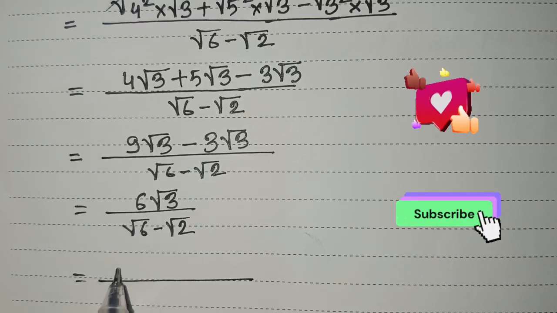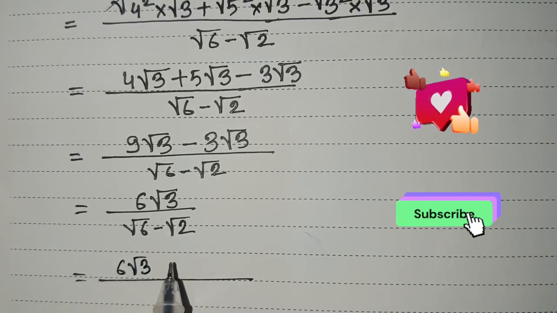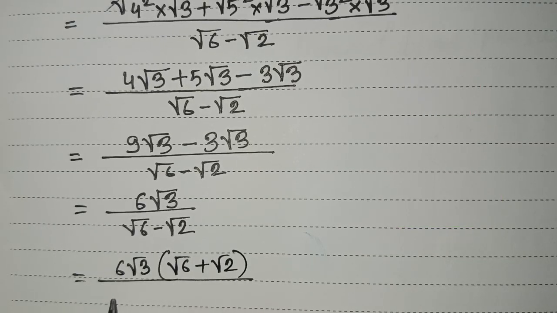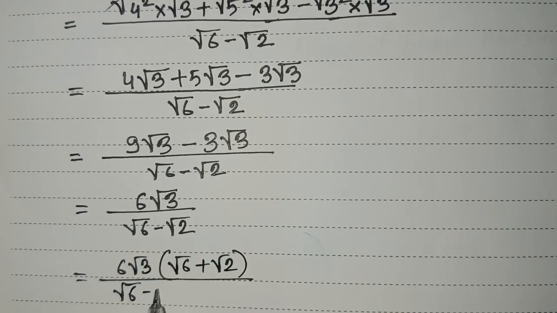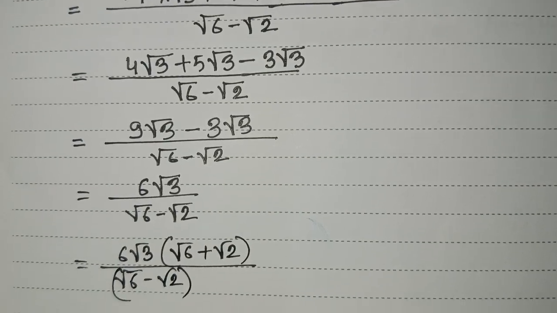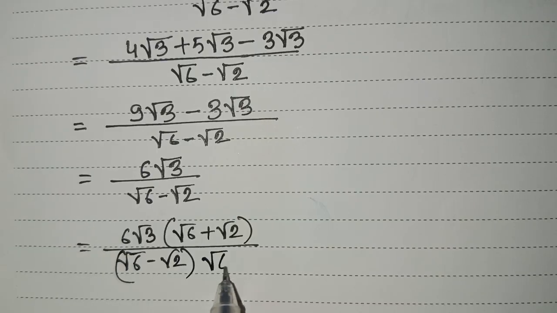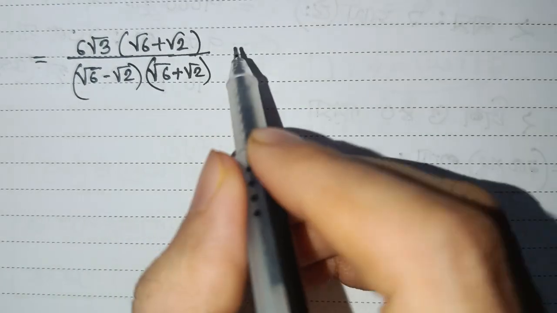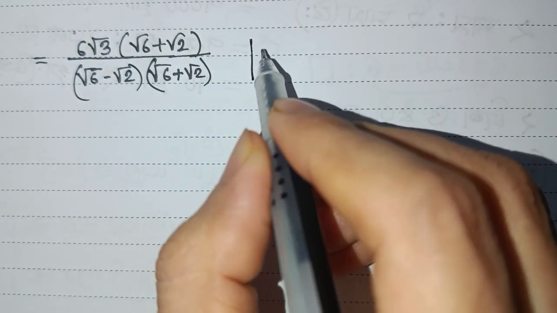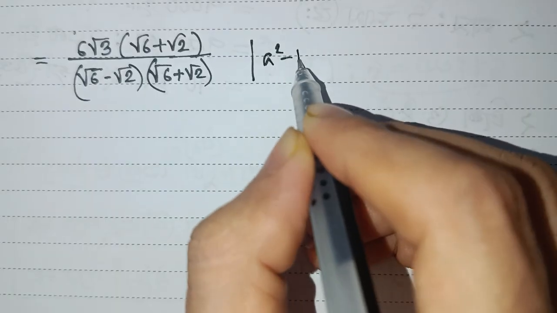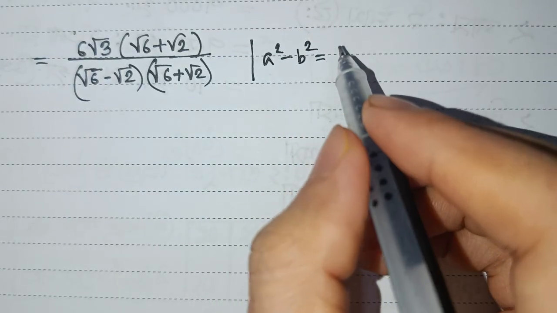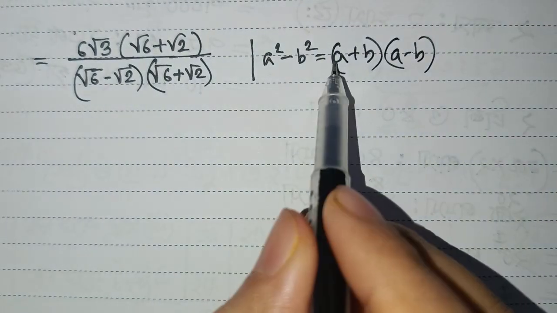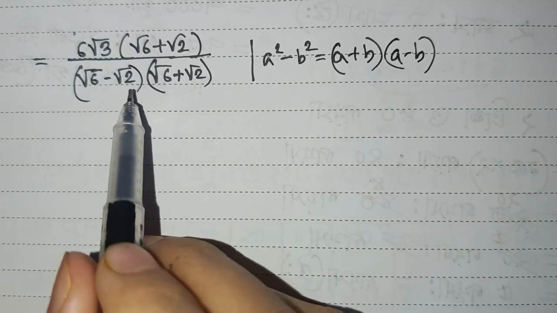Here, 6 root of 3 times root of 6 plus root of 2, and here root of 6 minus root of 2 times root of 6 plus root of 2. Applying algebraic rules, as we know, a square minus b square is equal to a plus b times a minus b, with a as root of 6 and b as root of 2.